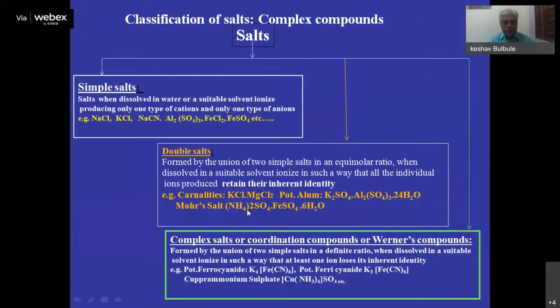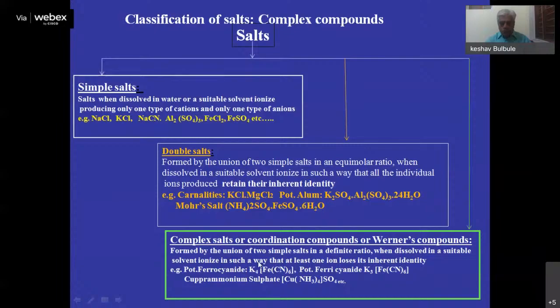The difference between a double salt and a complex salt is that both are formed with the union of two simple salts. In the double salt, there is a condition of equimolar ratio of each simple salt. But in the case of a complex salt, otherwise known as Werner's compounds, two simple salts can be united in any definite ratio.